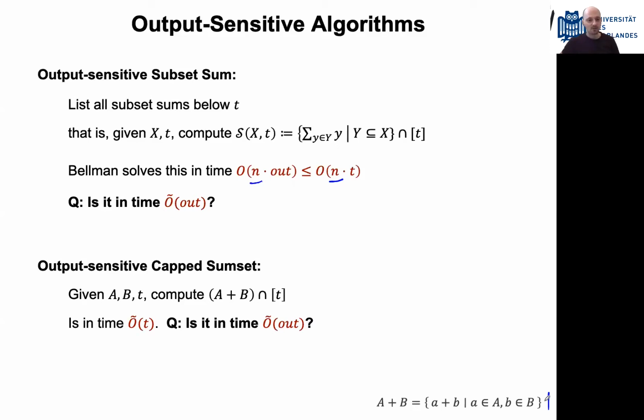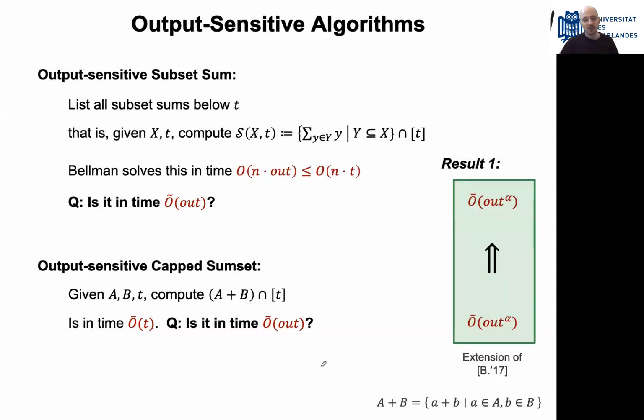Now it's standard to solve this capped sumset problem in near linear time in t. For this, you write down the indicator vectors of A and B, and then you compute their convolution using fast Fourier transform in time near linear in t. And the question in our setting is whether one can reduce this to near linear in the output size, so in the size of this output set here. And that's actually not so clear.